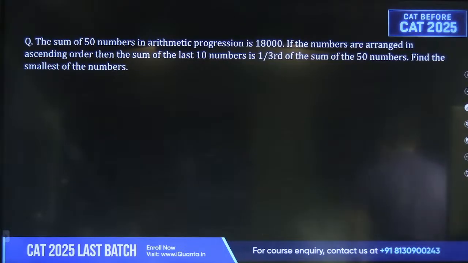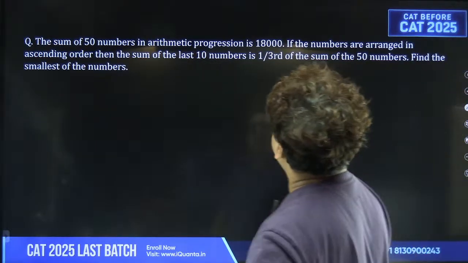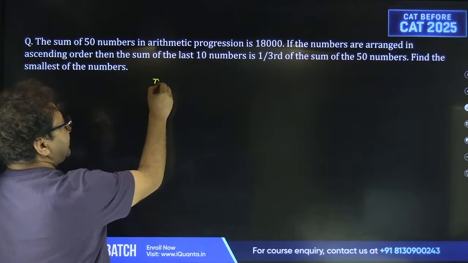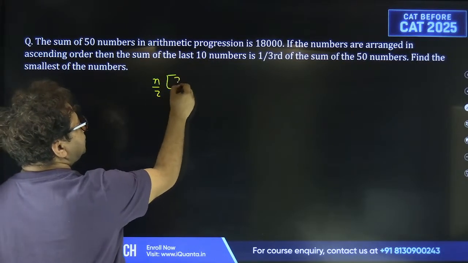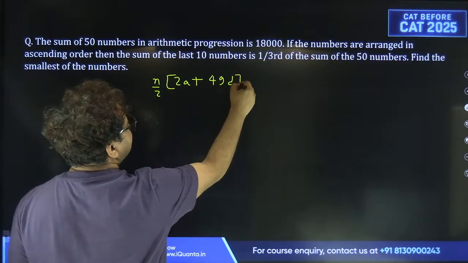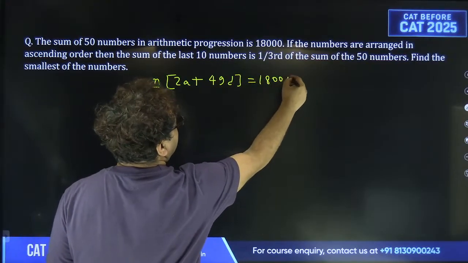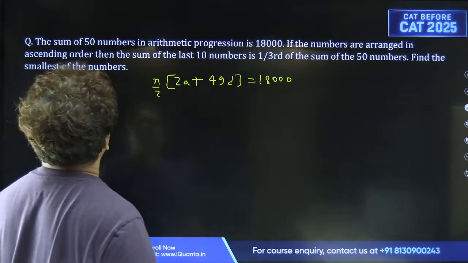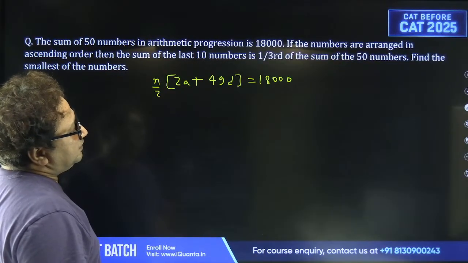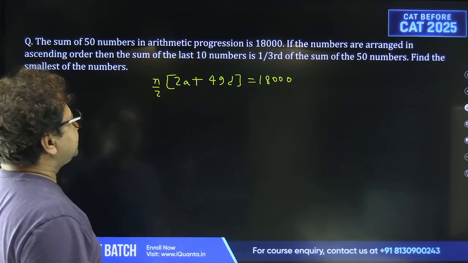All right. Who cannot do this? Sum of the 50 numbers in AP is 18,000. Nice. So let the AP be n by 2 times 2a plus 49d, which is given as 18,000. If the numbers are arranged in ascending order, the sum of the last 10 numbers is 1/3 of the sum of the 50 numbers. That means this is S50, right?